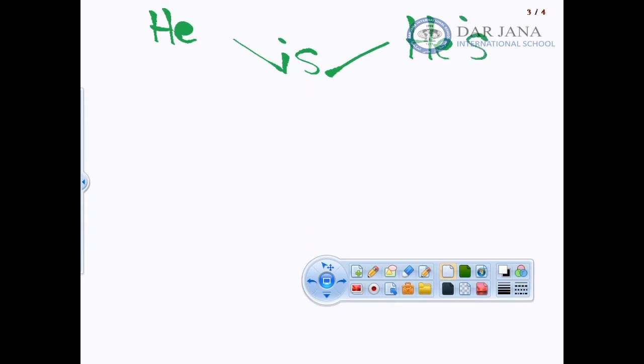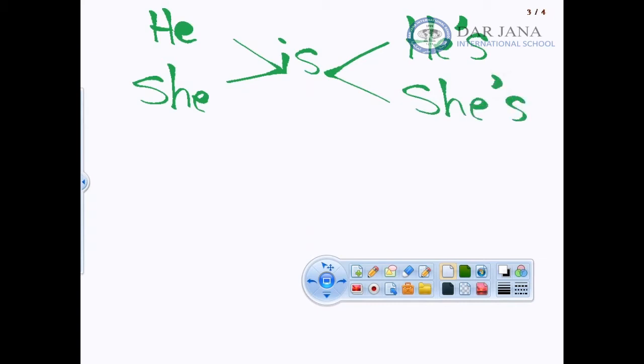We could do contractions with is. For instance, if I'm going to contract with the pronoun he, he is becomes he's. She is becomes she's. And remember to add the apostrophe in the place where the missing letter used to be.